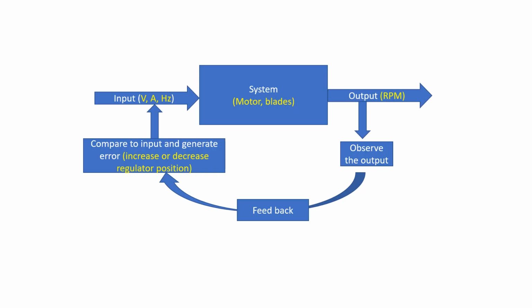So let's update that figure a little bit. The system here has got the motor and the blades, which is hanging from the ceiling. The input is voltage, amperes at the correct frequency, AC power supply. The output is the RPM of the ceiling fan. We observe the output. We take a decision on whether it is too fast or too slow. Correspondingly, we either decrease or increase the switch position using the regulator, which is the corrective action.